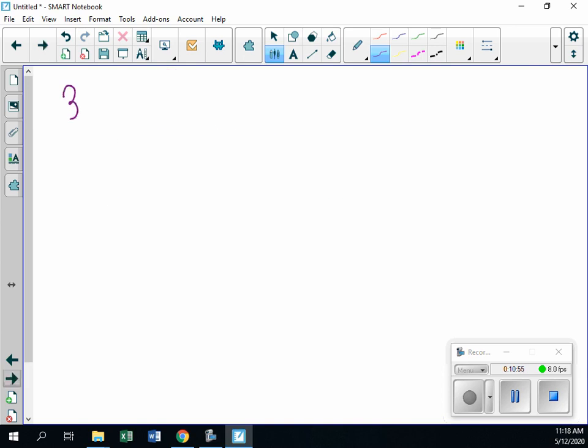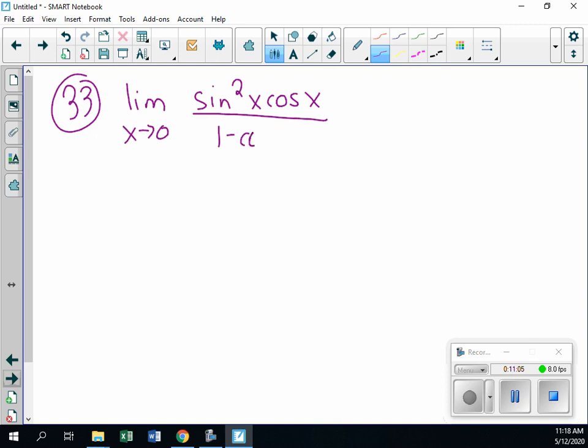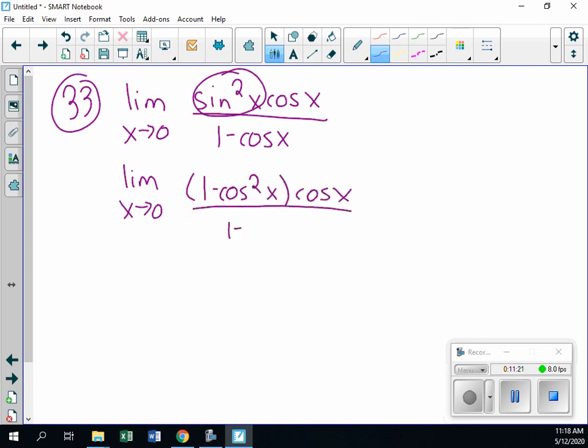Okay, question 33. You have the limit as x approaches 0 of sine squared x cos x and 1 minus cos of x. What do you think we're going to do here? The same thing we did in the last example. Replace this with 1 minus cos squared x, cos of x, and 1 minus cos x. This time you're going to see what cancels. We factor.